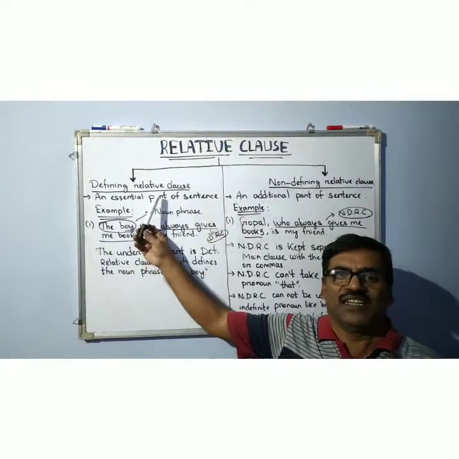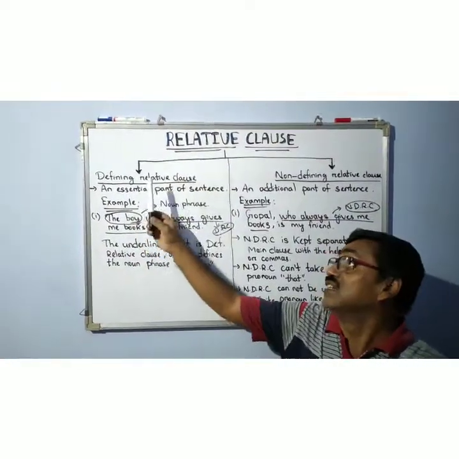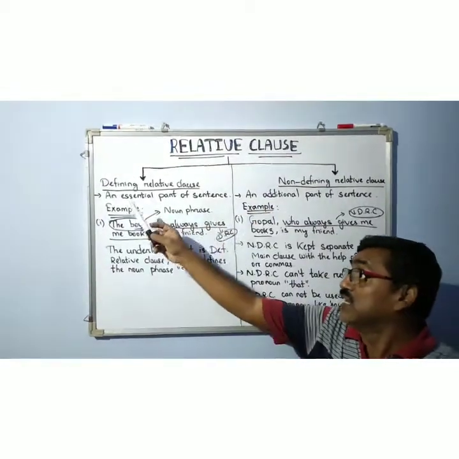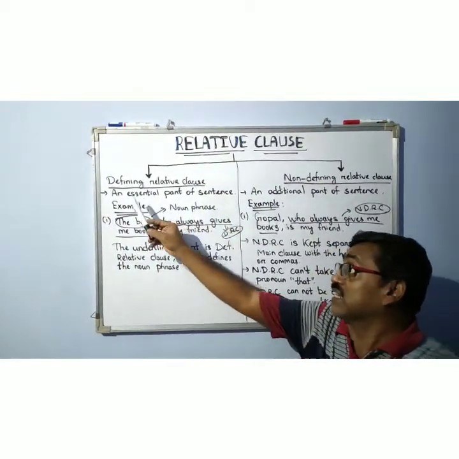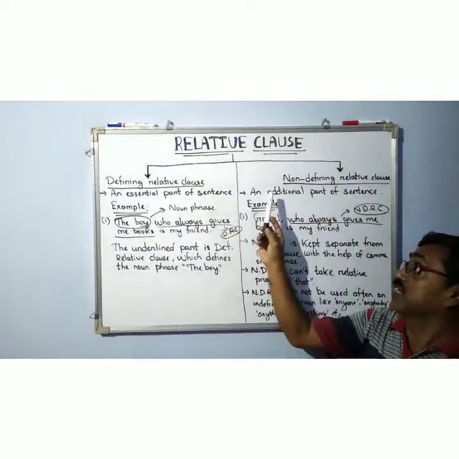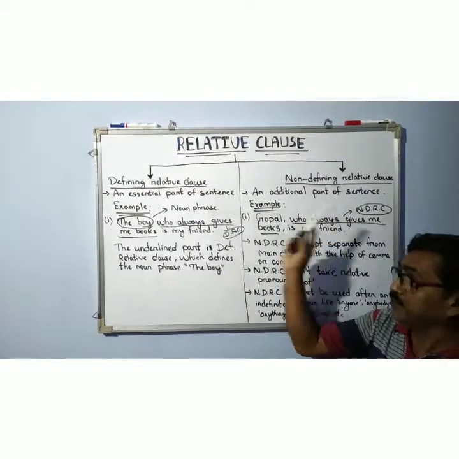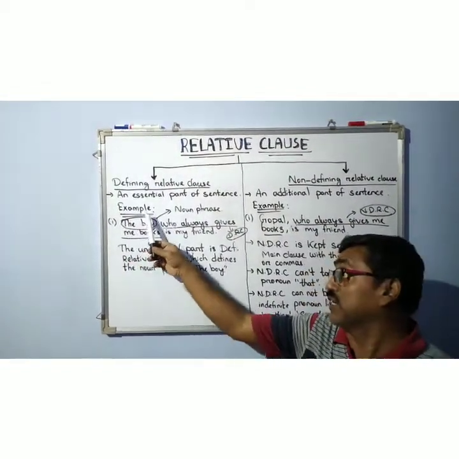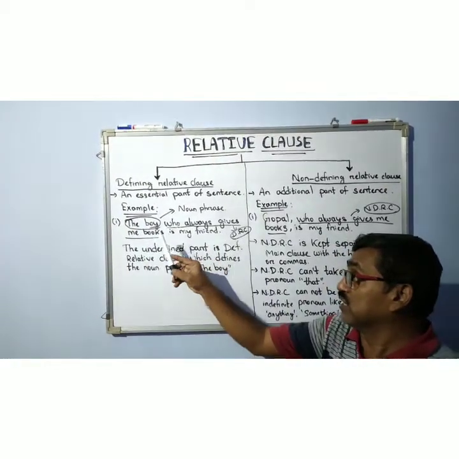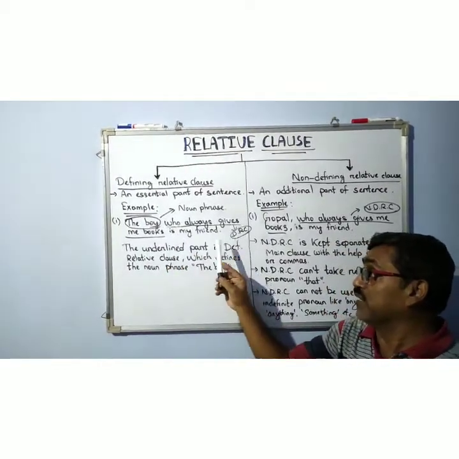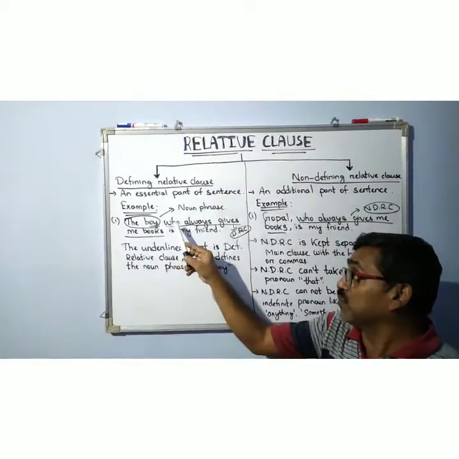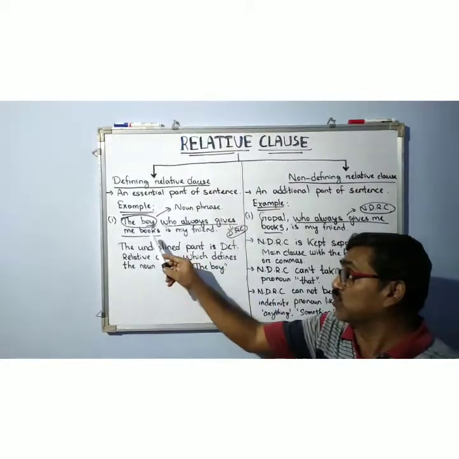Now the relative clause is of two kinds, defining relative clause and non-defining relative clause. Defining relative clause is an essential part of the sentence, whereas non-defining relative clause is an additional part of the sentence. You will be clear from the examples. The first example is: the boy who always gives me books is my friend. What is the main clause here? The boy is my friend. What is the relative clause here? Who always gives me books.